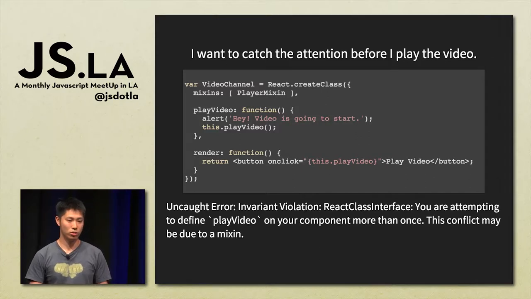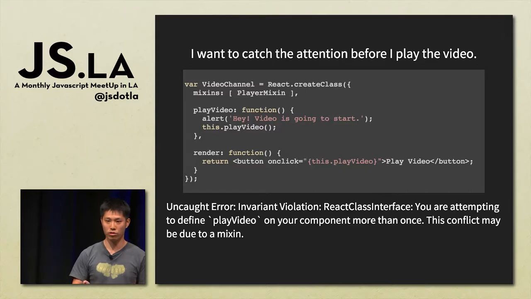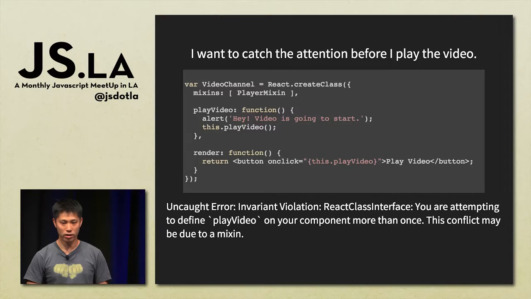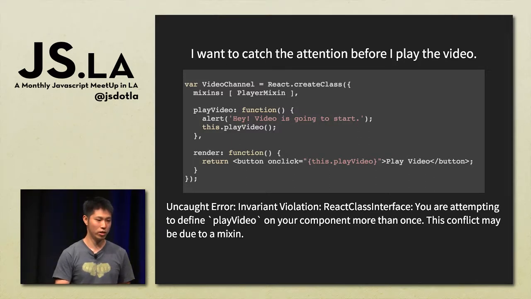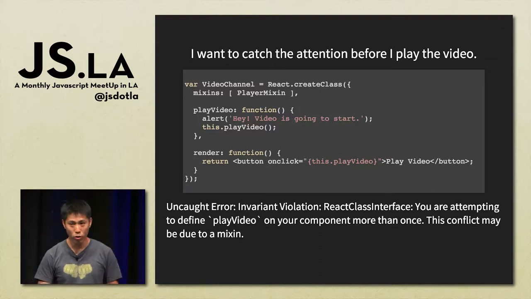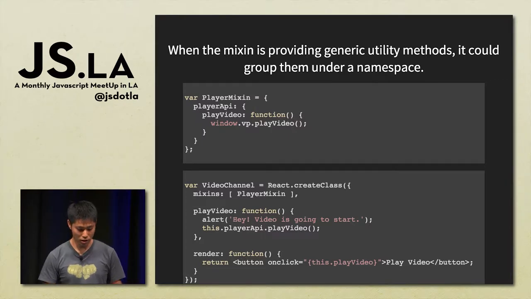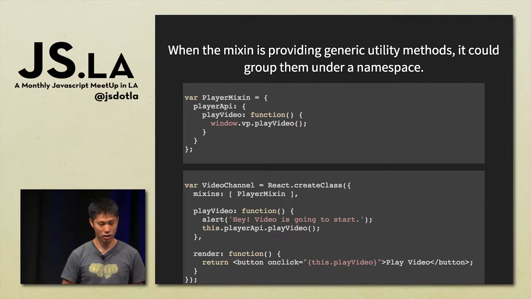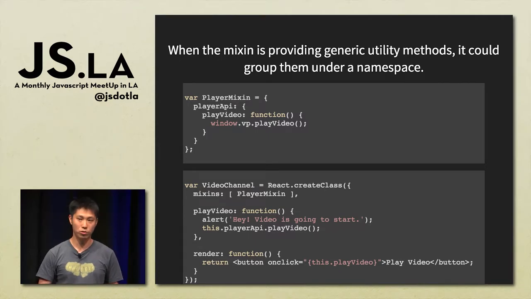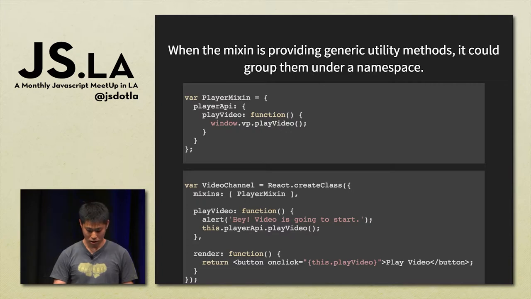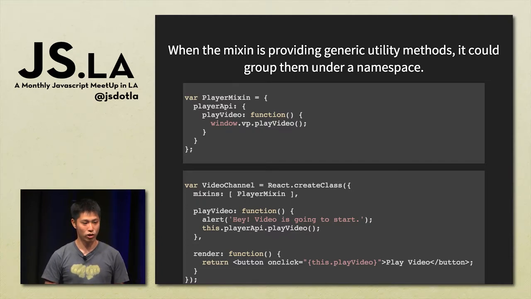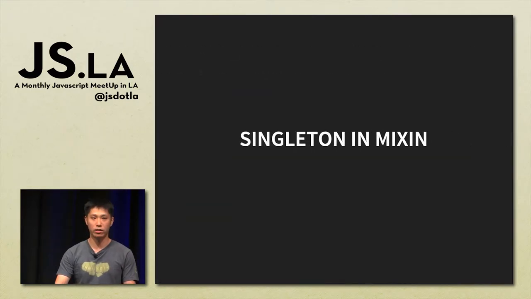One way we can do is to rename the method, either in the mixin or in the component, right? But when we talk about scalability, it's probably not a good idea to just have a one-time fix and rename it here, because it will affect all the other components. So one way to minimize the impact is to put it into a namespace, which is an object inside the mixin. I will group the utility methods that interface with the player into an object and place it into the mixin, so that whenever I want to interact with it, I will get the object first and then call the API. But there's actually a catch you need to be careful about when you namespace the methods in the mixin, which is what I'm going to talk about next, the singleton in the mixin.